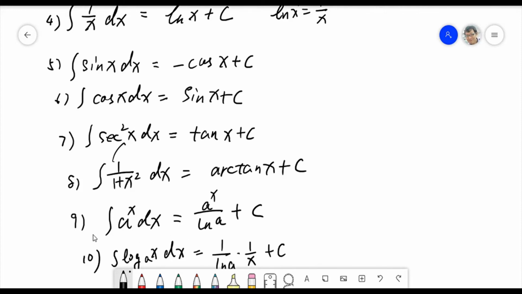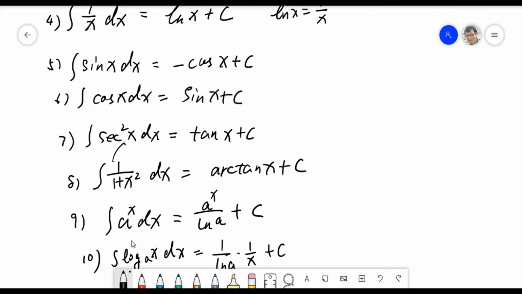Okay, so the next one, number 9, is the integration of a to the x power dx. We already talked about what a is, it's an unknown number, right? This is exactly an exponential function, when the x is in the power part, not at the base part. The base part is a constant. So it equals a to the x power divided by the natural logarithm of a plus c.